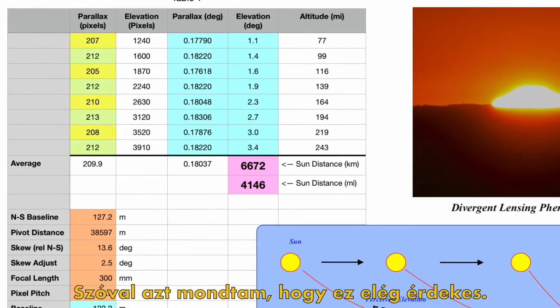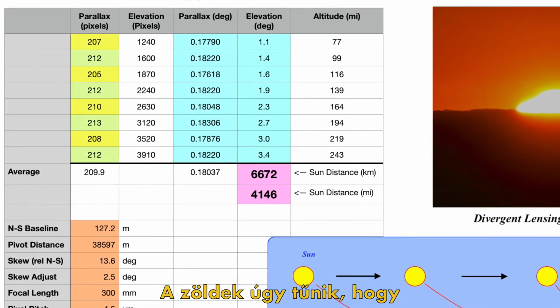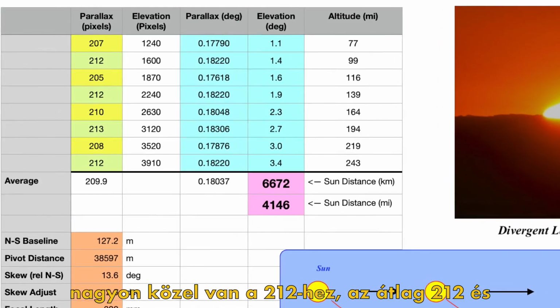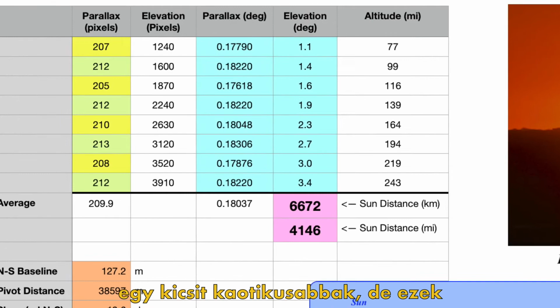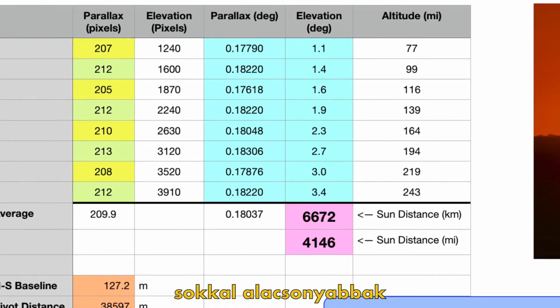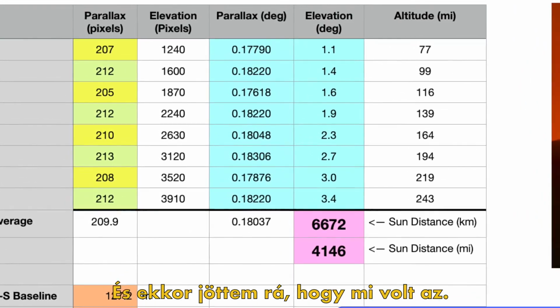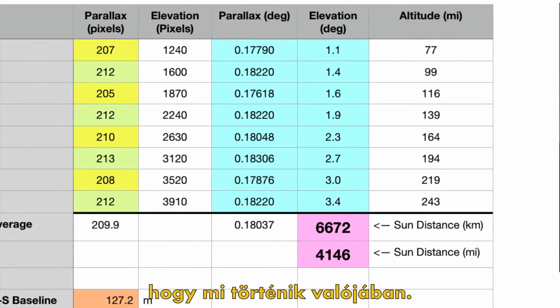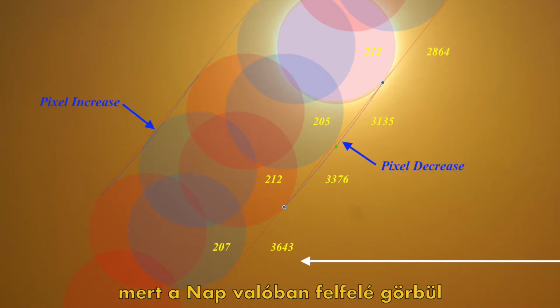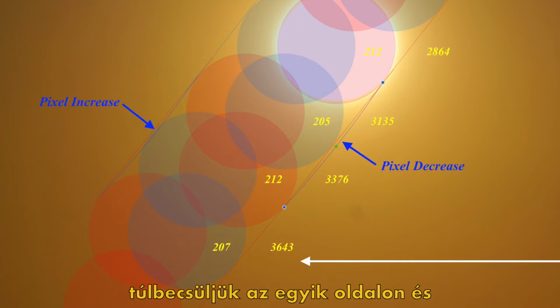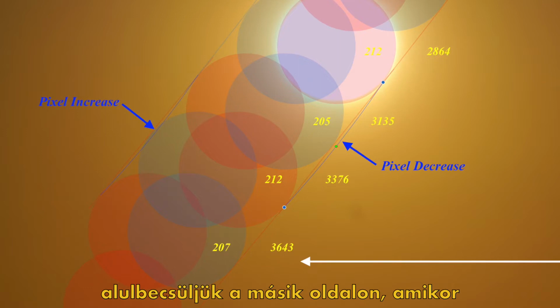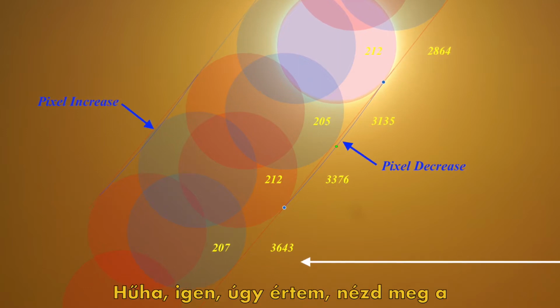So I said, it's kind of interesting. The green ones seem to be very close to 212. They average to 212. And the other ones, a little bit more chaotic, but they're much lower. And that's when I realized what was really happening. Because the sun is actually curving up slightly, as we saw before, we overestimate on one side and underestimate on the other. When I realized that, I went, wow, yeah.